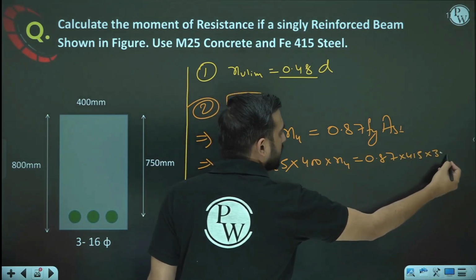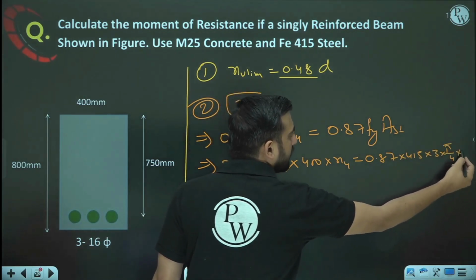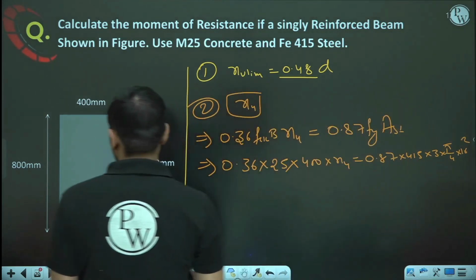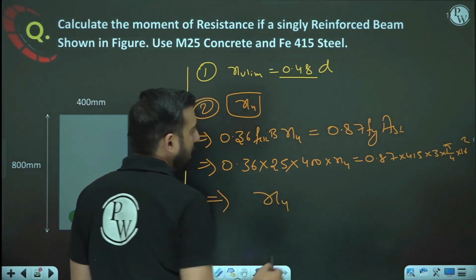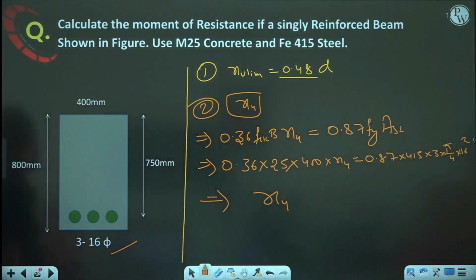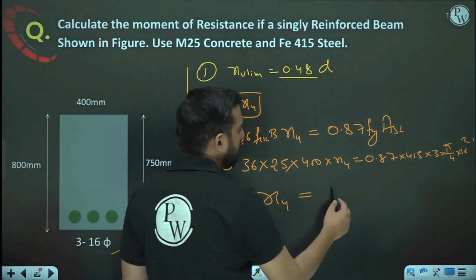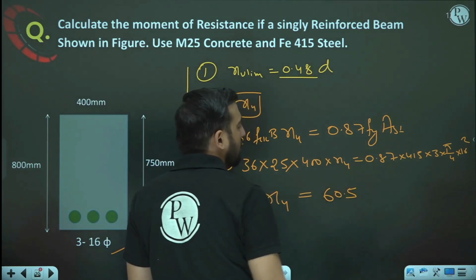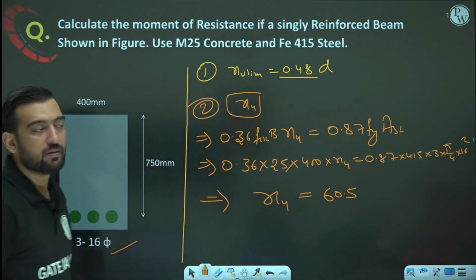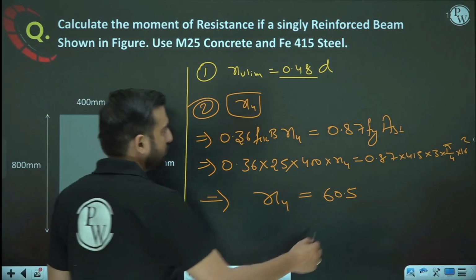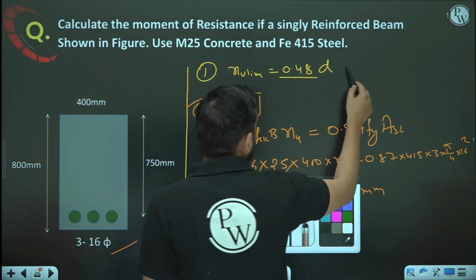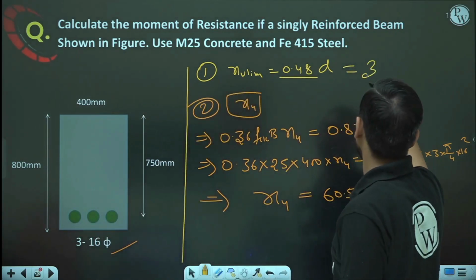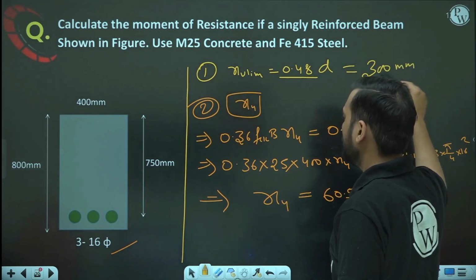Ast is 3 bars of 16 mm dia. 3 bars of 16 mm dia. So if you solve it, Xu, you will be getting here as how much? It is 60.5, isn't it? Okay. So 60.5 mm. And Xu,lim is basically 0.48 D, and it is coming out to be 300 mm.